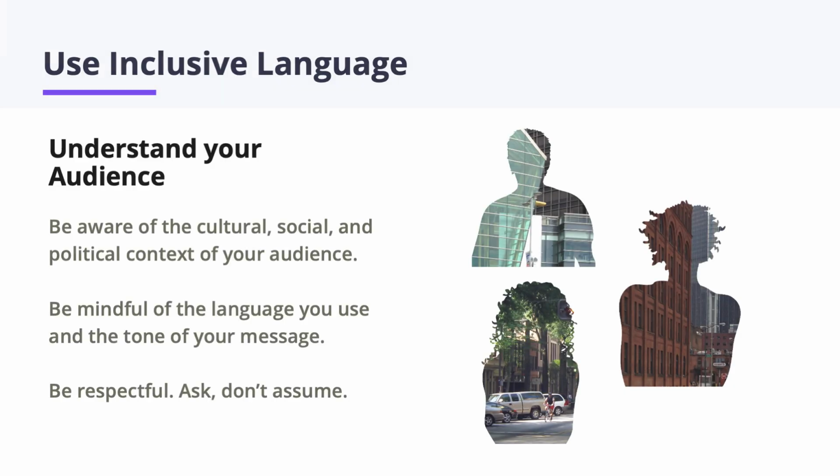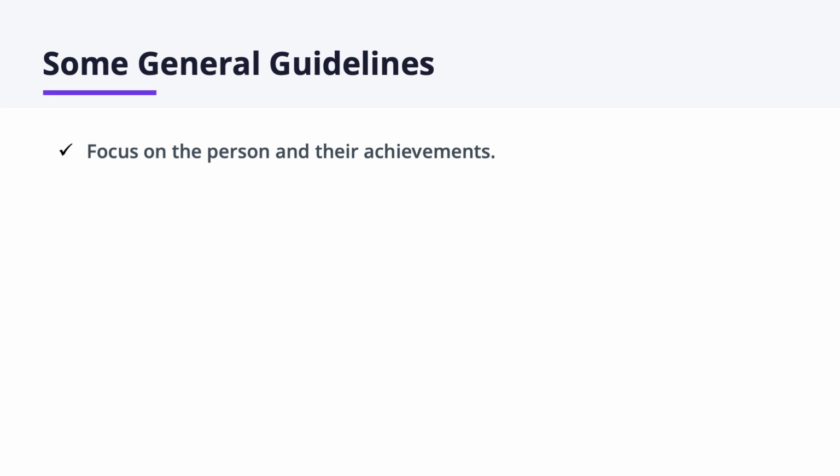Another part of tone is really thinking about using inclusive language. And this, again, ties back to understanding your audience. You want to be aware of the cultural, social, and political context of your audience. And you want to be mindful of the language you're using and the tone of your message. A fundamental tool you can use is to just be respectful and ask. Don't assume. This is a place where you want to focus on the person or the audience and their achievements.